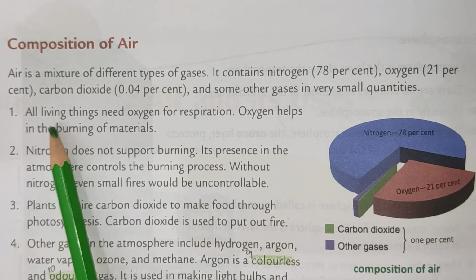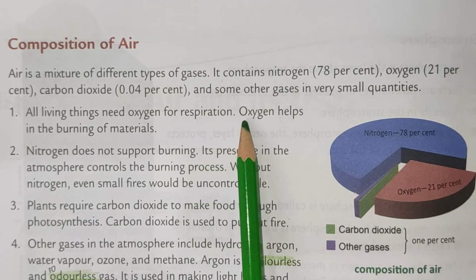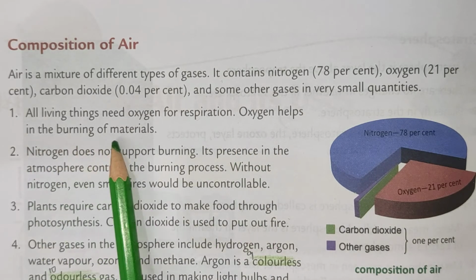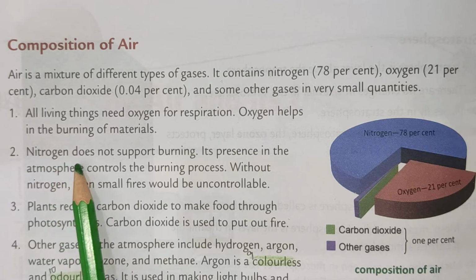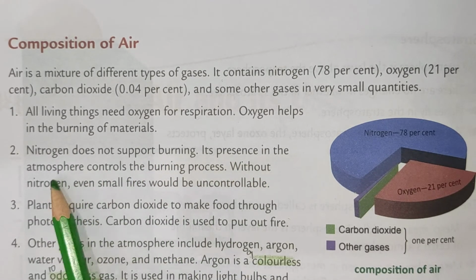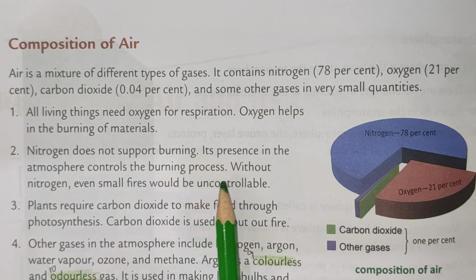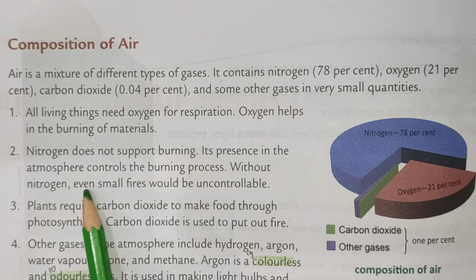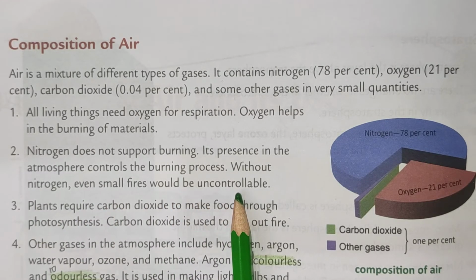1. All living things need oxygen for respiration. Oxygen helps in the burning of materials. Point number 2. Nitrogen does not support burning. Its presence in the atmosphere controls the burning process. Without nitrogen, even small fires would be uncontrollable.